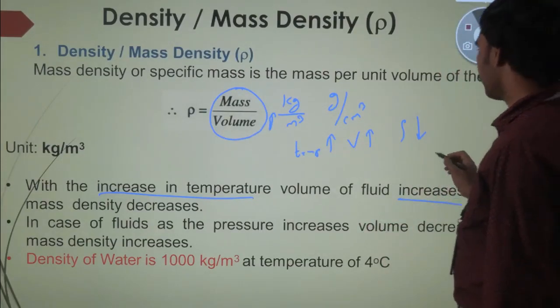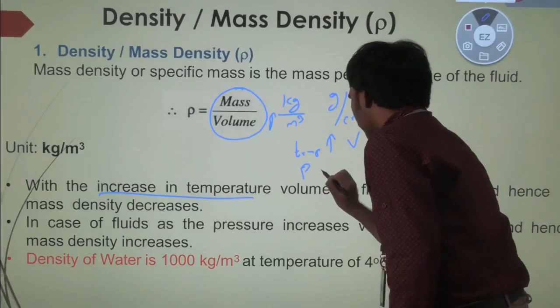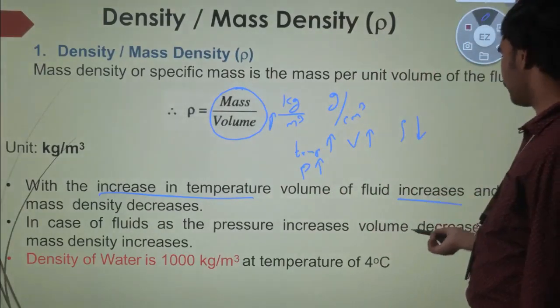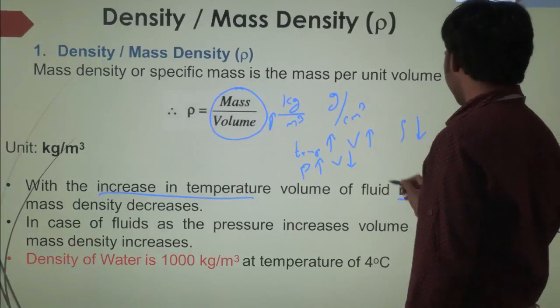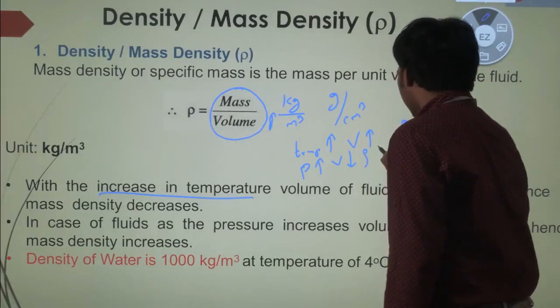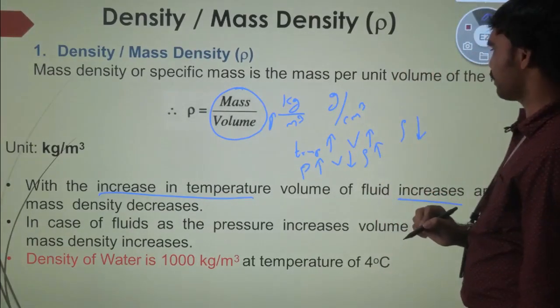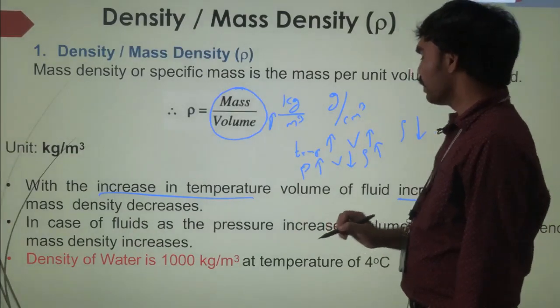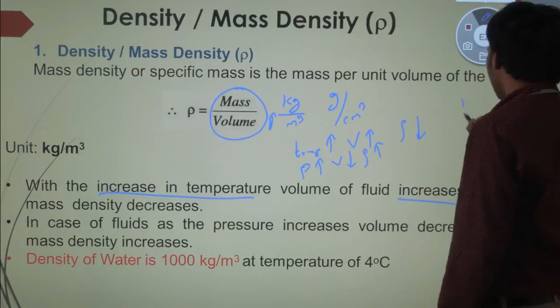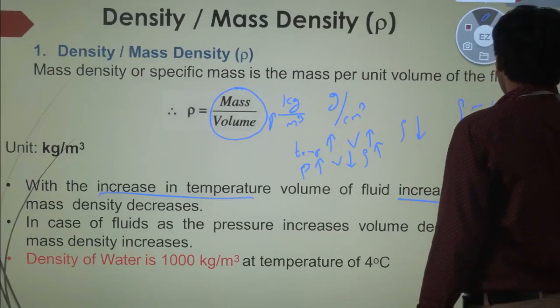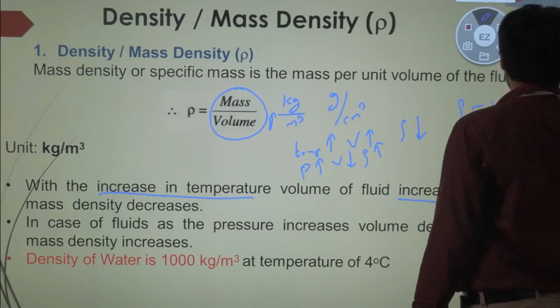Now pressure. What happens if you increase the pressure? If the pressure is more, the volume decreases. If the volume decreases, then density increases. The density of water is 1000 kg per meter cube.